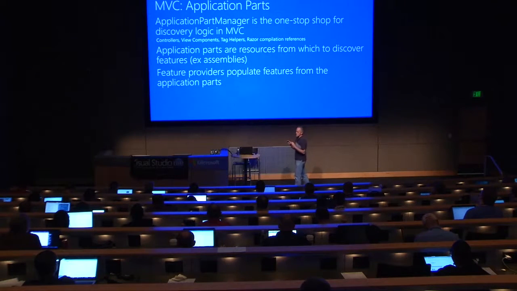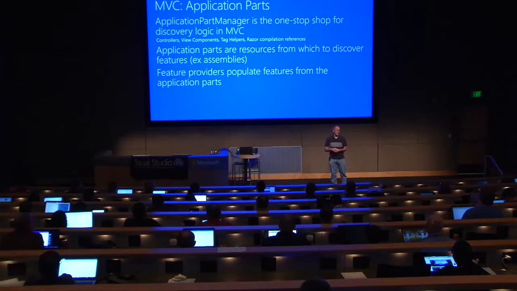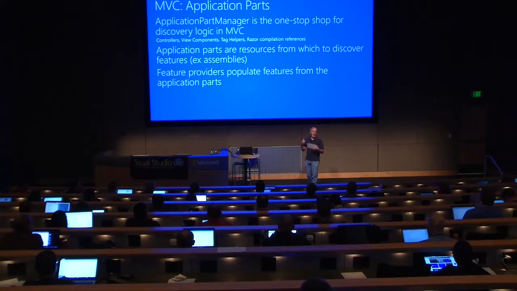Well, first of all, with MVC, there's a lot of discovery logic in MVC, right? Like MVC goes and finds your controllers. It goes and figures out what your tag helpers are. It goes and figures out what your view components are. It figures out what assemblies it should reference when it's compiling your Razor views. And there's logic that it does. And sometimes you want to change that logic or have it discover more stuff than in other places. Like maybe you have controllers sitting in another assembly, and you want to load it dynamically and have those controllers get found. How do you do that?